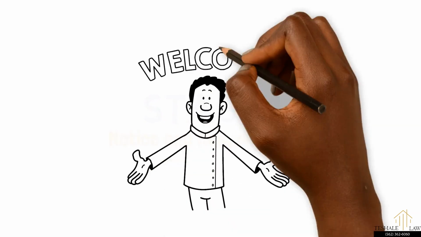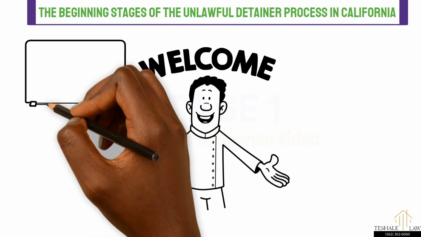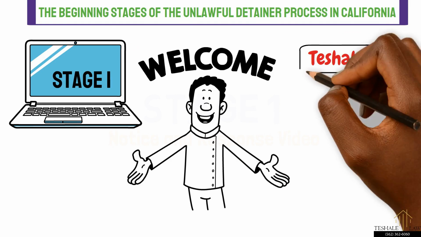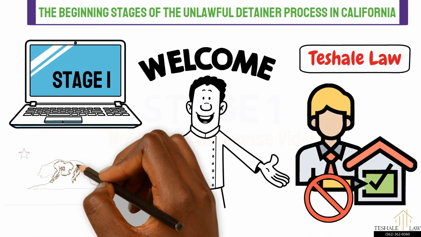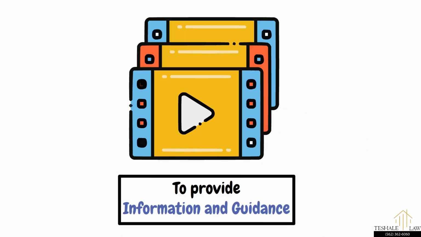Hello and welcome to our video on the beginning stages of the unlawful detainer process in California, or what we call Stage 1. Here at Tashail Law, we assist tenants that are facing eviction all over California. We created this video series to provide information and guidance to as many self-represented tenants as possible.